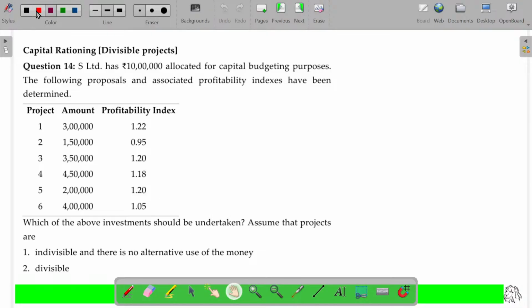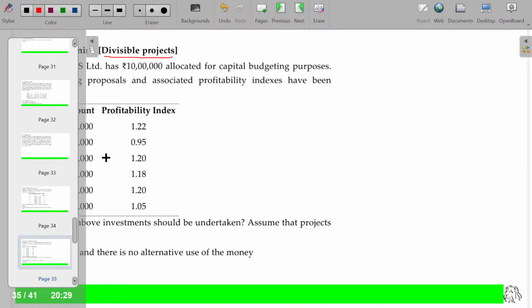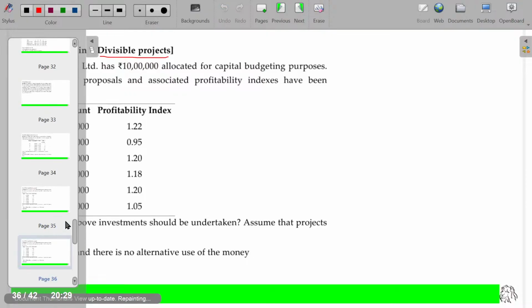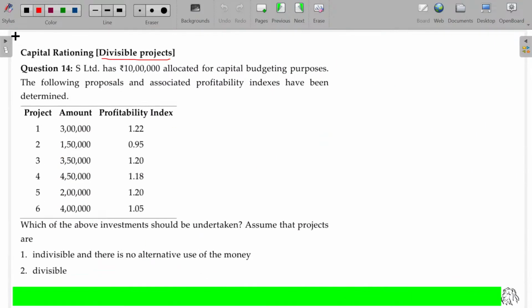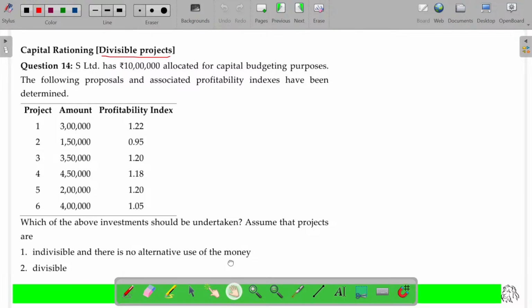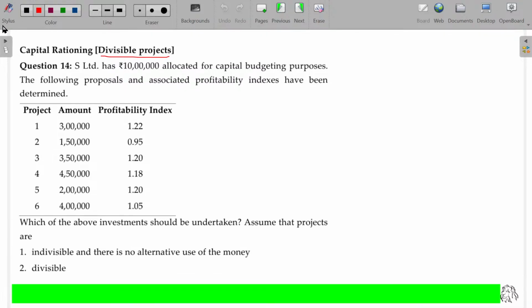Question number 14. Divisible projects. Though the problem is about divisible projects, we can calculate this particular problem assuming the projects are divisible as well as indivisible. Both models we can solve.